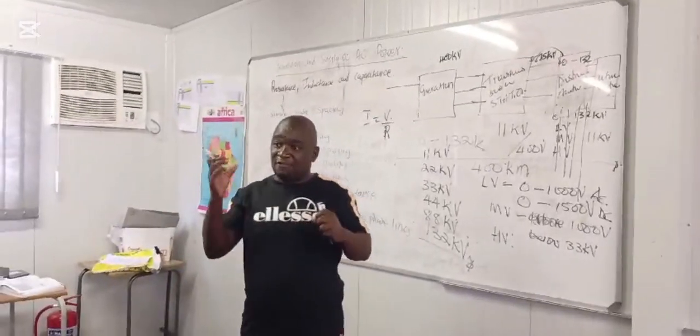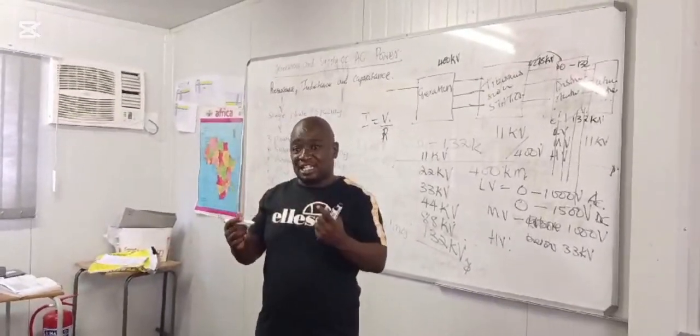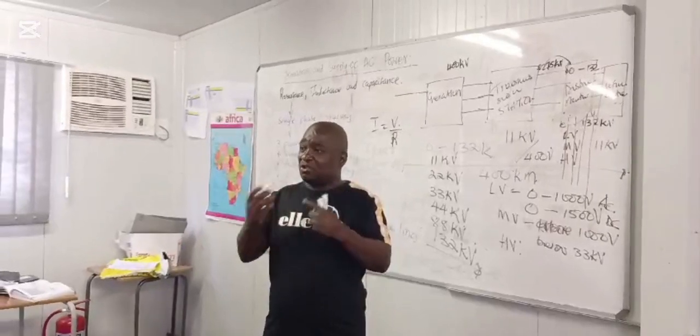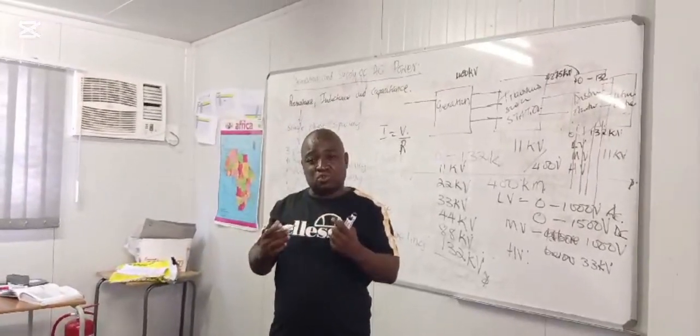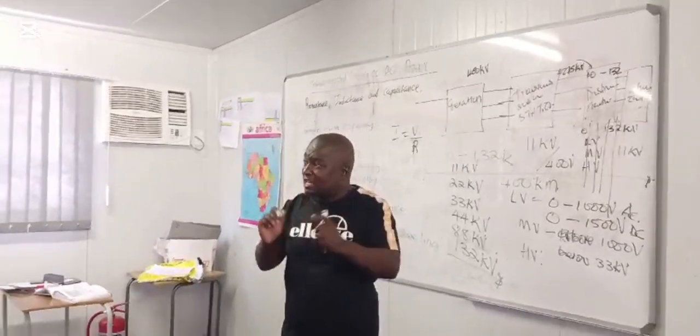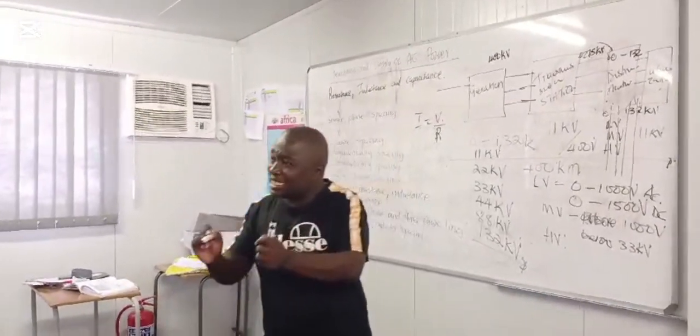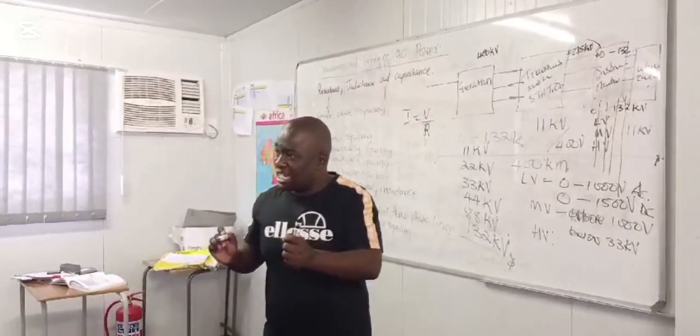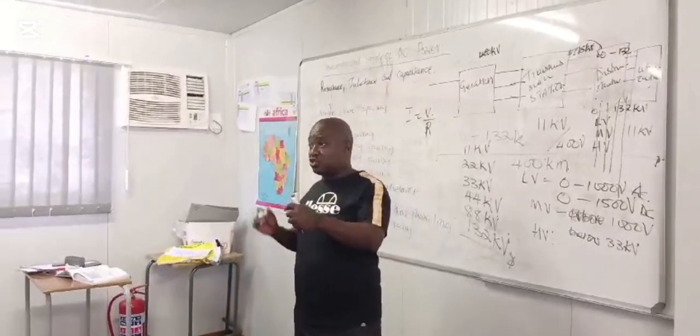Now, we know that voltage is like the pressure that causes the current to flow. And then the current flow is the flow of those electrical charges through the media. So voltage is not current.